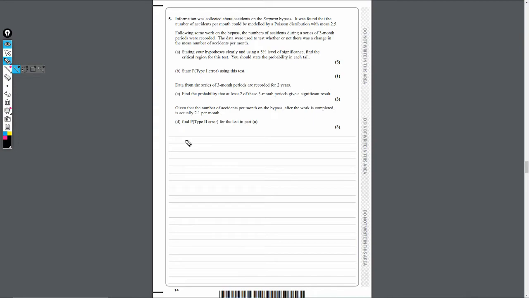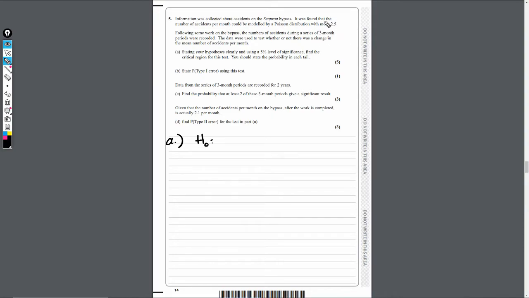So for part A, it's just asking for us to state our hypotheses clearly and use a 5% level of significance to find the critical region for this test. So we've got to state the probability in each tail as well. So first off, let's write in the hypotheses here. So H0, well, this is for a 1-month period here, this 2.5.